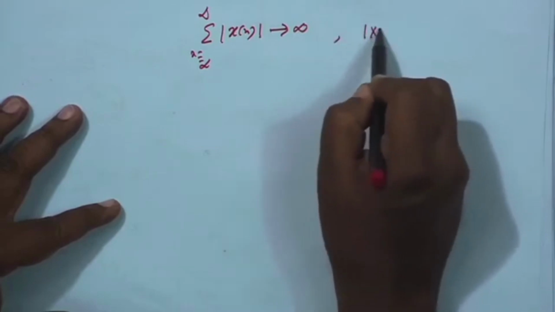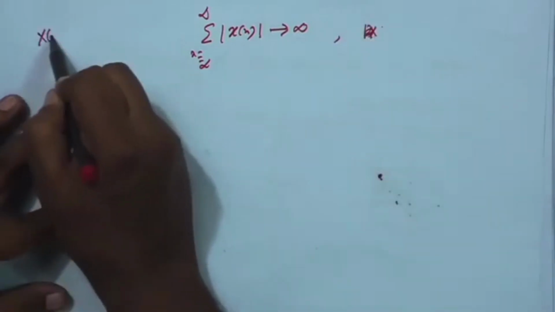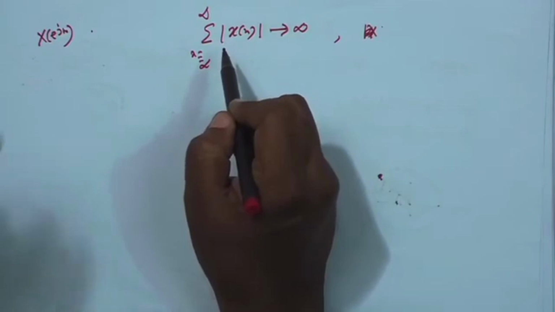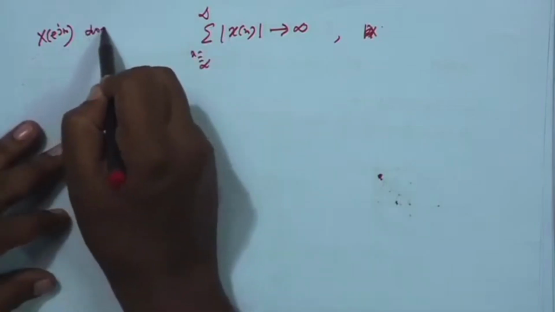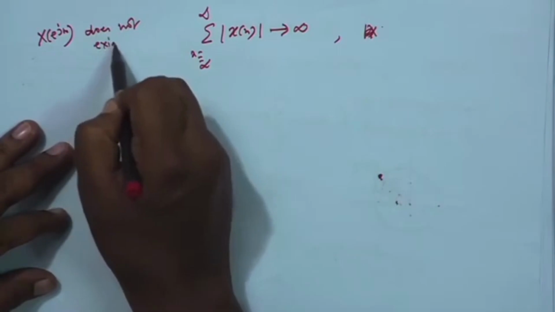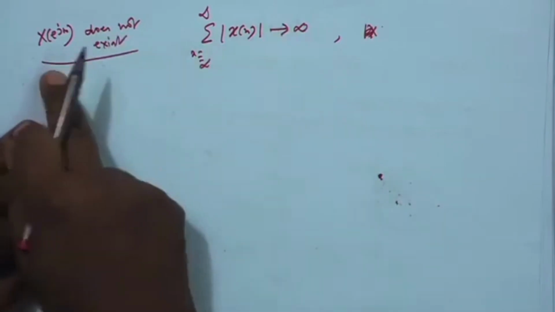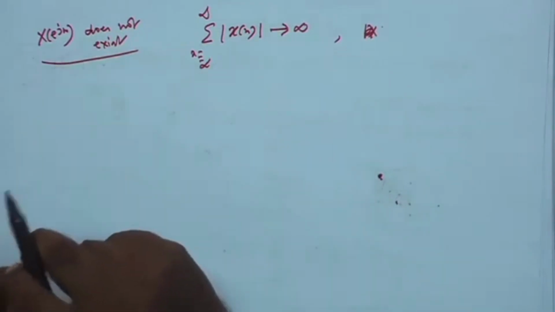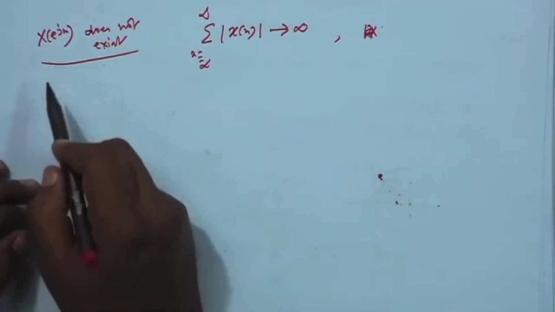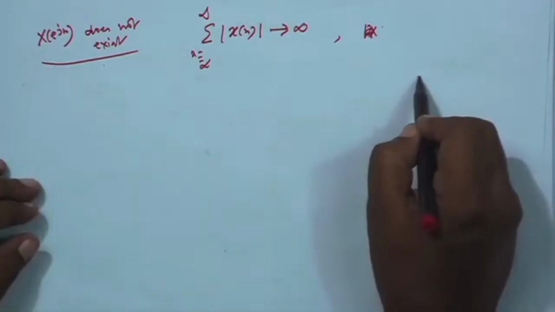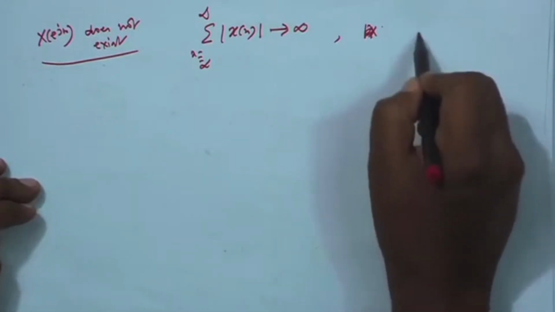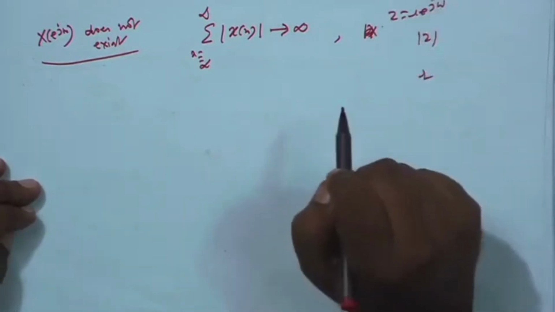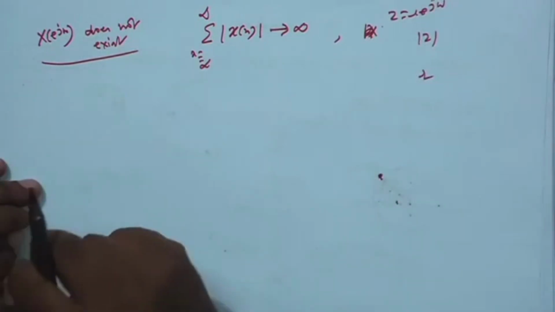Then if it goes to infinity, the DTFT may exist, may not exist. We are considering the case where it does not exist. If it is less than infinity, it will always exist, but if it is going to infinity, it may or may not. I am considering the case where it does not exist. But if instead of the DTFT, we go for the z transform, then for a proper choice of r, the magnitude of z, because z was r e to the power j omega, we can still have the z transform converging, existing.